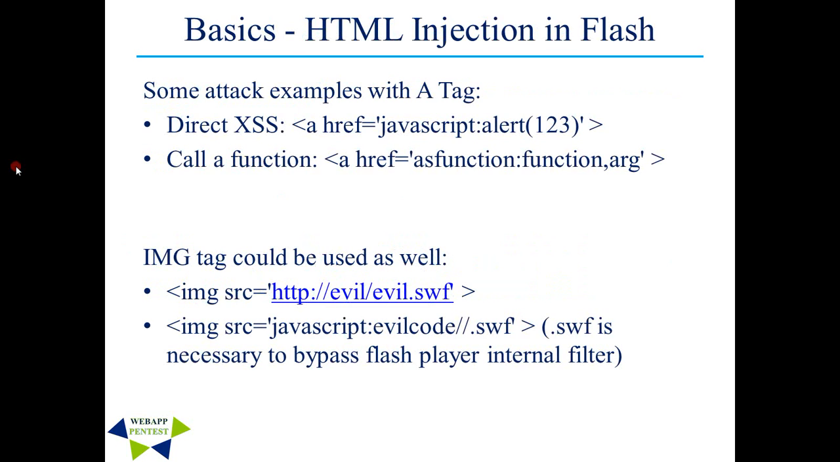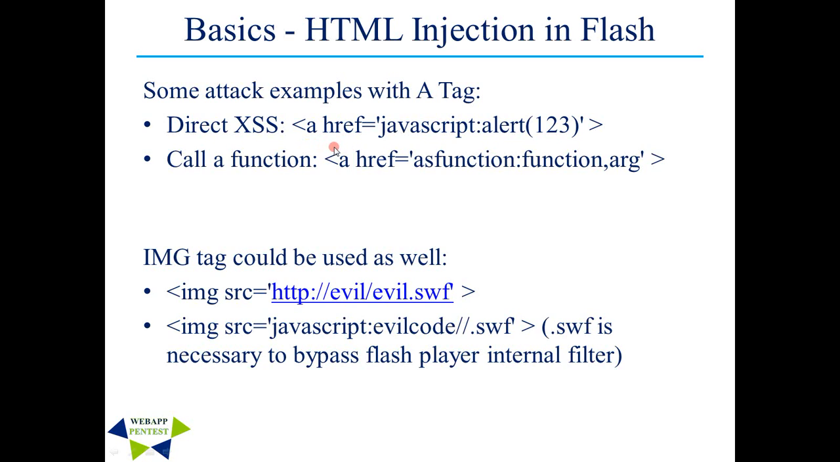So let's look at carrying out HTML injection in Flash applications. The attacker can use the anchor tag or the image tag for carrying out the HTML injection in Flash applications. If I have a parameter in the Flash application that is vulnerable to HTML injection, then the attacker can use either of the payloads mentioned here to inject the HTML code into the Flash application. Let's look at the first example.